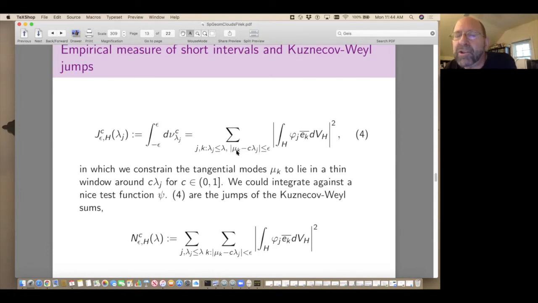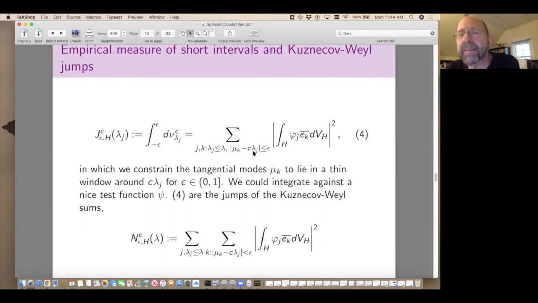To make this a function of mu k divided by lambda j, just divide by lambda j, and it says mu k divided by lambda j minus c is less than epsilon over lambda j. So this is what in semiclassical analysis would be called an H-bar window around mu k over lambda j. And the c here is very familiar in semiclassical analysis and represents a kind of energy.